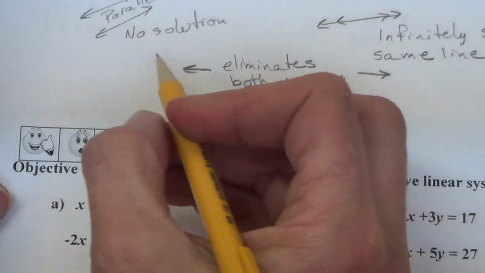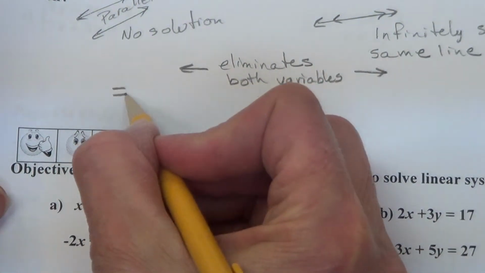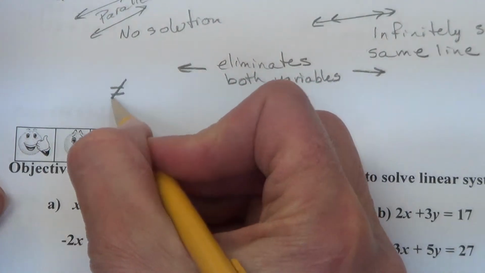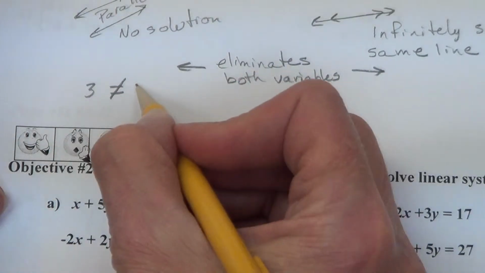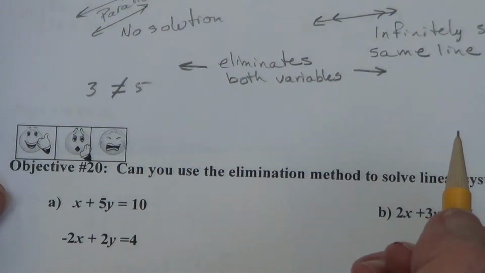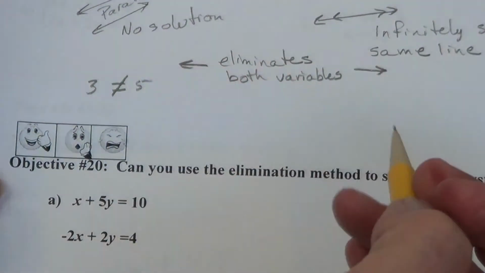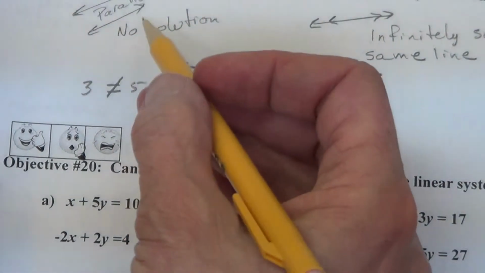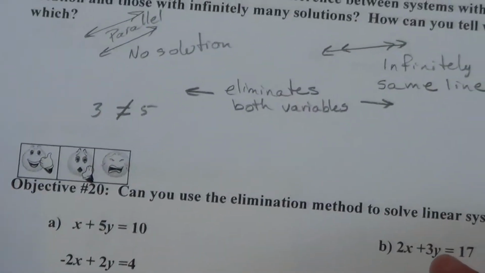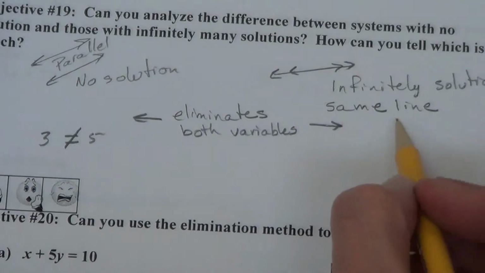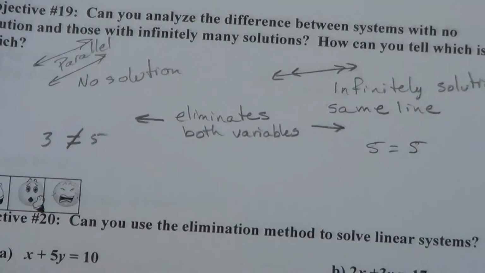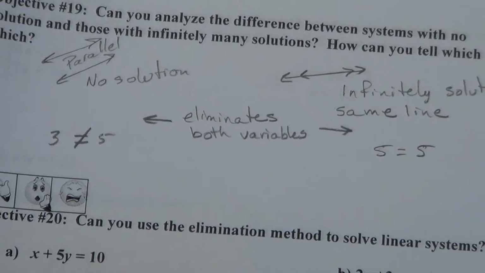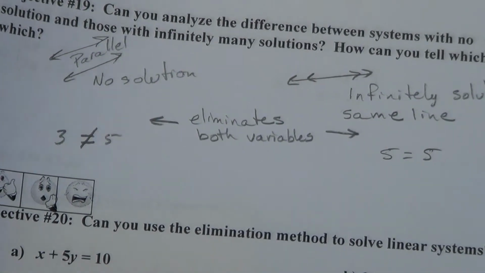Now what happens on parallel is that you end up with two numbers that are not equal. You'll have a number here, let's say like 3 and 5, and they're not equal. It could be any numbers, I'm just making those up. They're never equal when they're in no solution. When you have infinitely many solutions, you end up with a true statement, like 5 equals 5. Could be any number, but it's equal to itself.